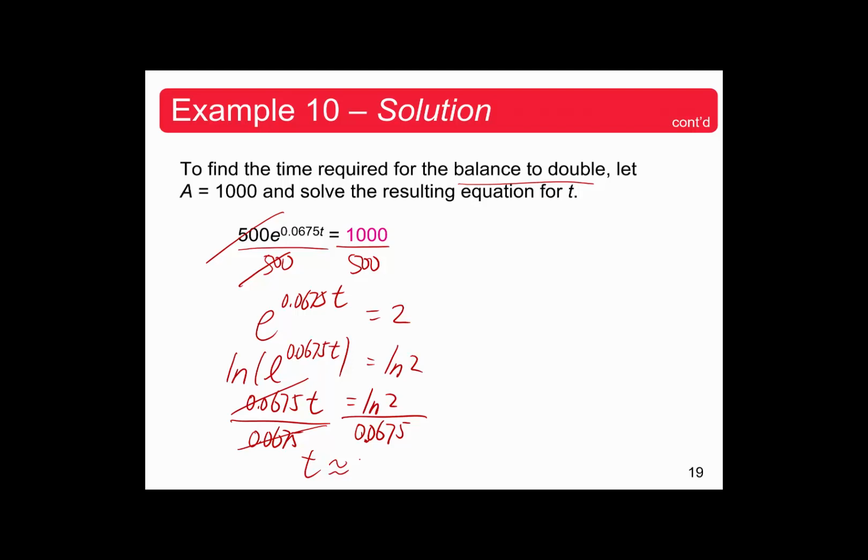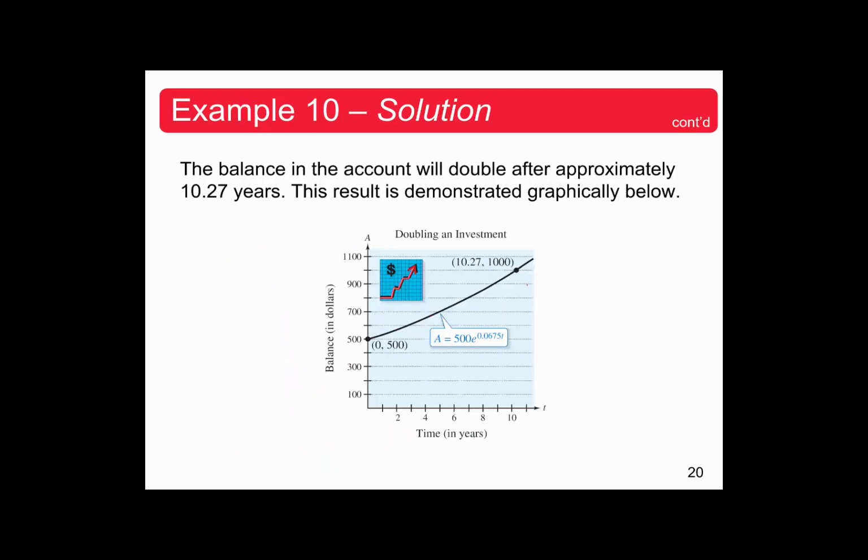That turns out to be 10.27 years. That means it takes about 10.27 years to double the investment. As you can see, from $500 to $1,000, it takes about 10.27 years. And then the graph shows this trend here, going from the $500 to $1,000. Yeah, that's pretty much it.